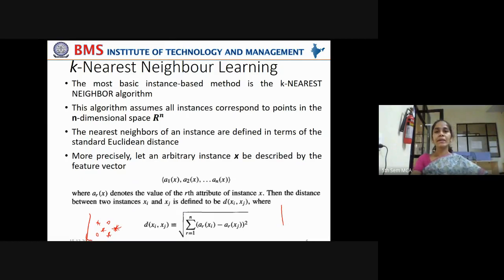Right? Here we are taking it as 2-dimensional space. Sometimes we may project it upwards so that it becomes a 3-dimensional space. So overall, this algorithm assumes all the instances, meaning data points, correspond to points in the n-dimensional space R power n. In this case, we are taking a 2-dimensional space.